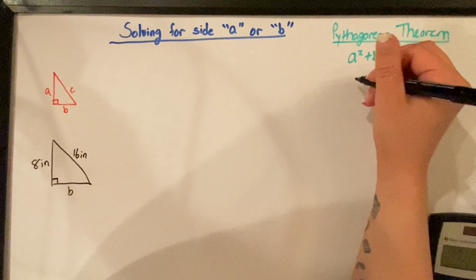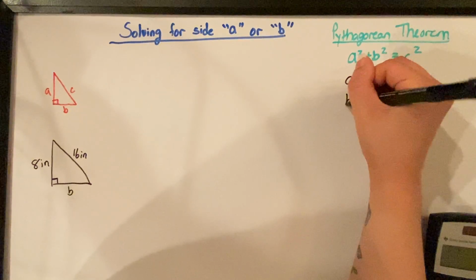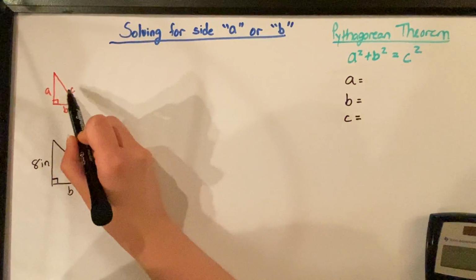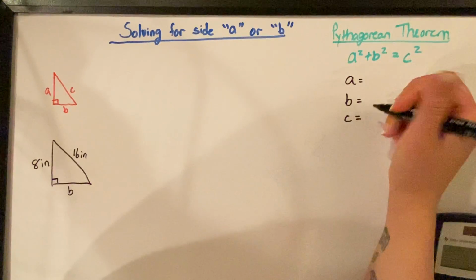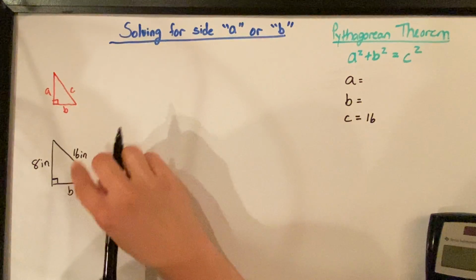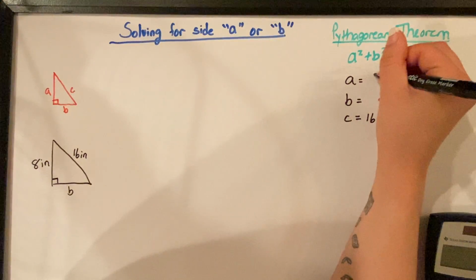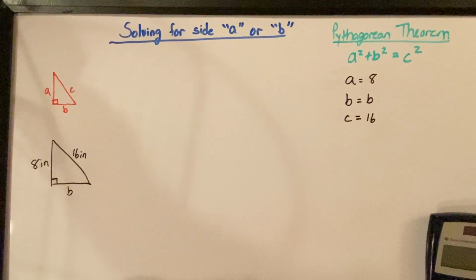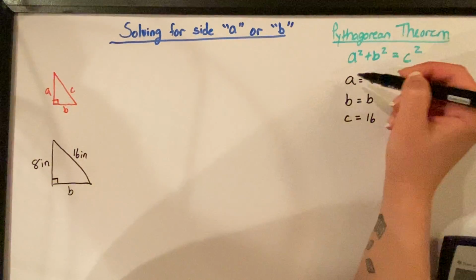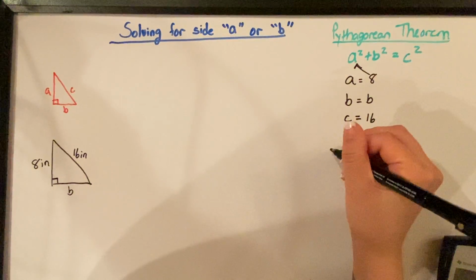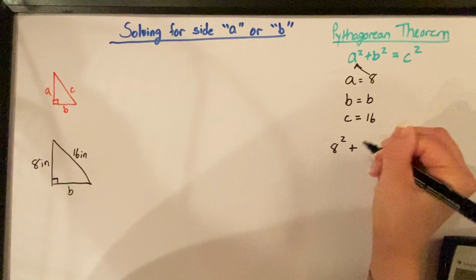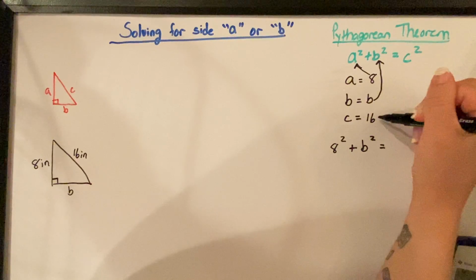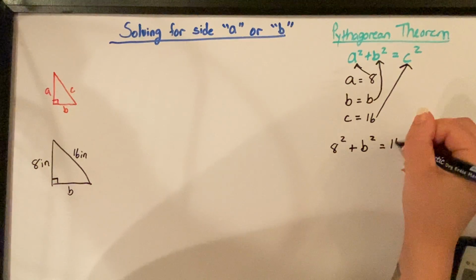So we need to first identify A, B, C. Remember, the easiest one to identify is C. It's opposite the 90-degree angle. So C is 16. And then A is 8. B is just B. Now we put these numbers into my Pythagorean theorem. So A is 8, so it's going to be 8 squared plus B is just B, so that'll be B squared, equals, and C is 16, so that would be 16 squared.